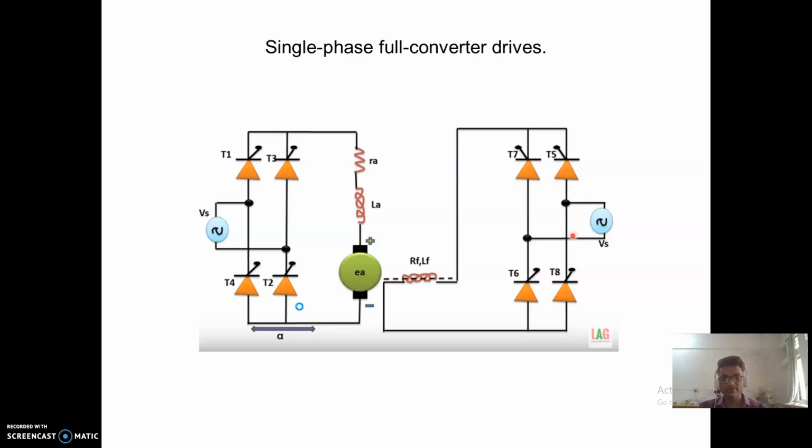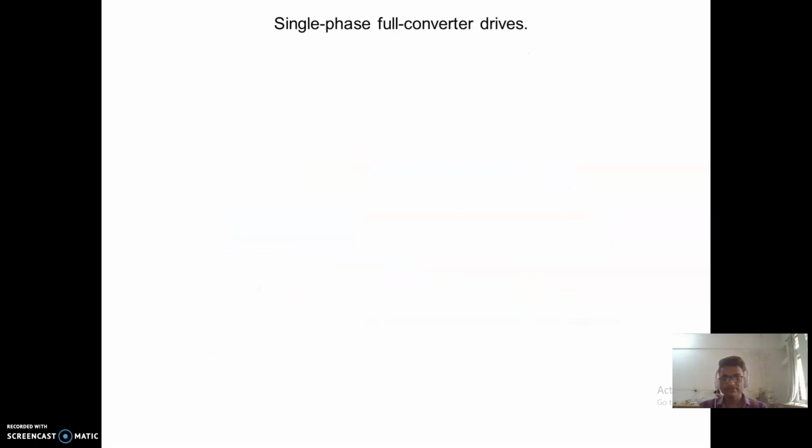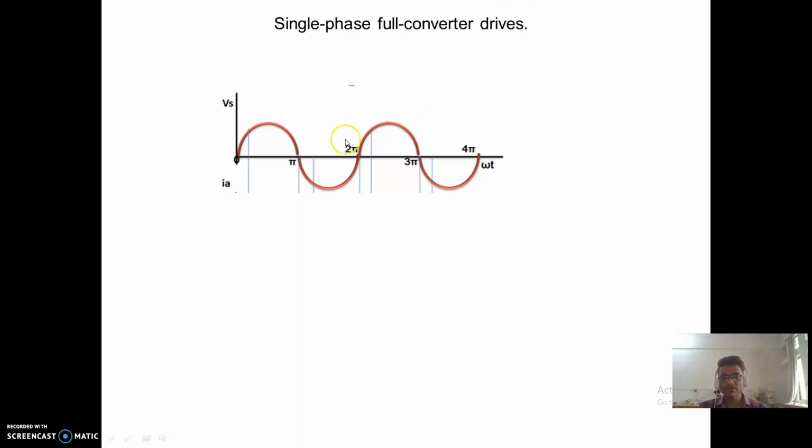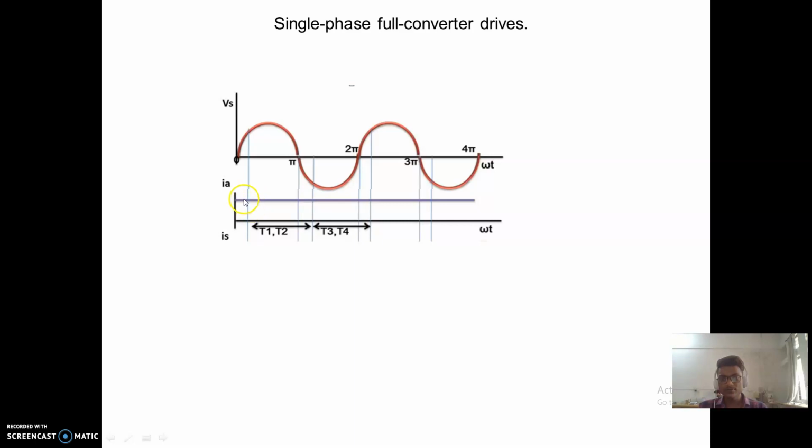Now the output waveforms are: this is our input sinusoidal wave. Now for the current, we get continuous current, because when T1 and T2 are on, the current across the load is up to the mark, and also when T3 and T4 are on, at that time also we get current, so we get continuous current.